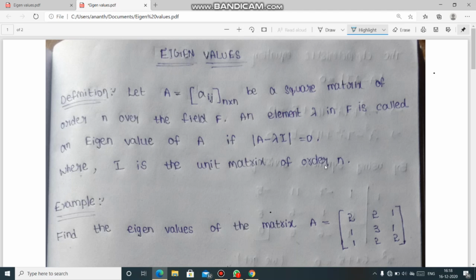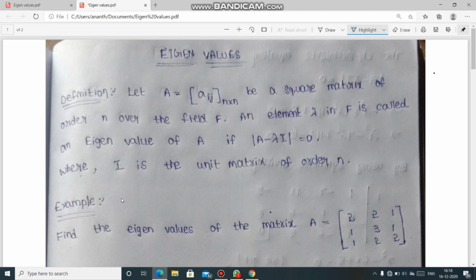Again, I am repeating the eigenvalues definition. Let A = (aij) n by n be a square matrix of order n over the field F. An element lambda in F is called an eigenvalue of A if the determinant of A minus lambda I is equal to 0, where I is the unit matrix of order n. So friends, the definition is over.